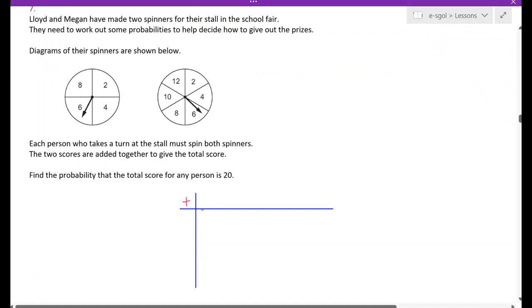So we're adding the spinners, and we've got this one spinner with a 2, a 4, a 6 and an 8. So we've got 2, 4, 6 and 8. And then we've got the other spinner that's got 2, 4, 6, 8, 10 and 12. So we're looking for the 2 scores added together to give the total score. So I could just fill this in with all the possibilities, adding the numbers. I got 4, 6, 8, 10, 12, 14, and then I would get 6, 8, 10, 12, 14, 16. I would get 8, 10, 12, 14, 16, 18.